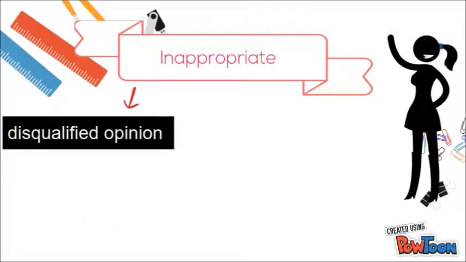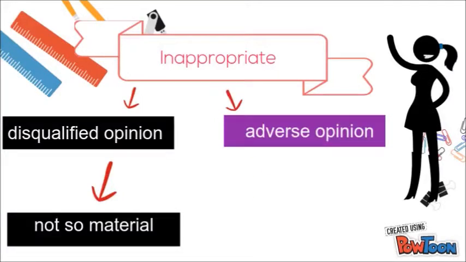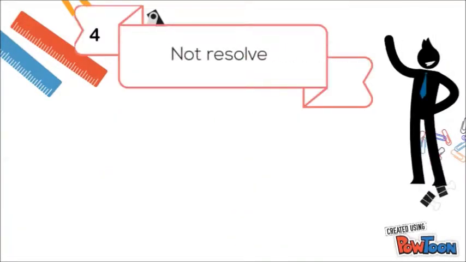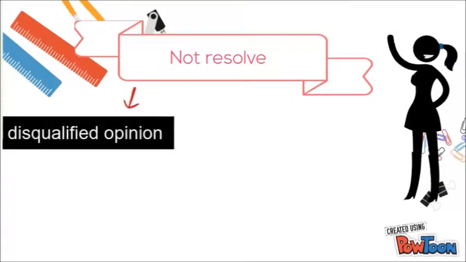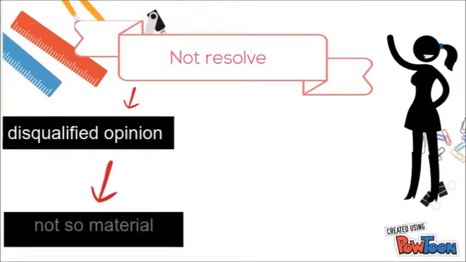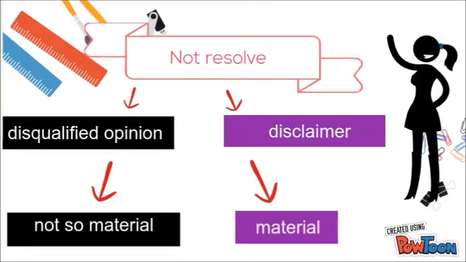The auditor's report is a qualified opinion if not so material and an adverse opinion if material. 4. Not resolved. The auditor should adequately disclose the uncertainty in the financial statements. The auditor's report is a qualified opinion if not so material and a disclaimer of opinion if material.